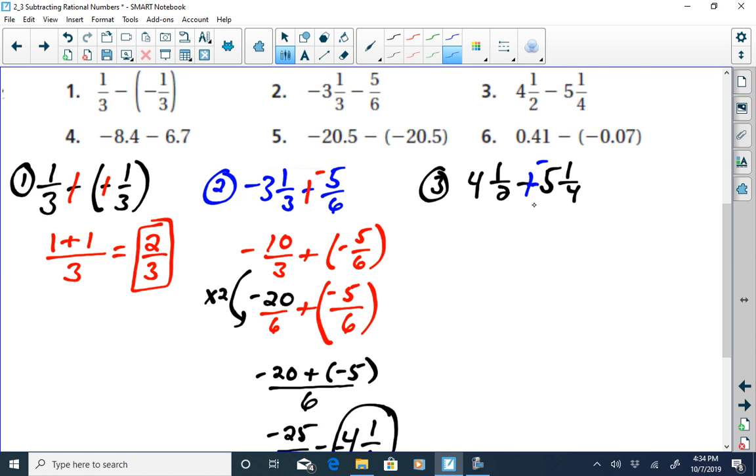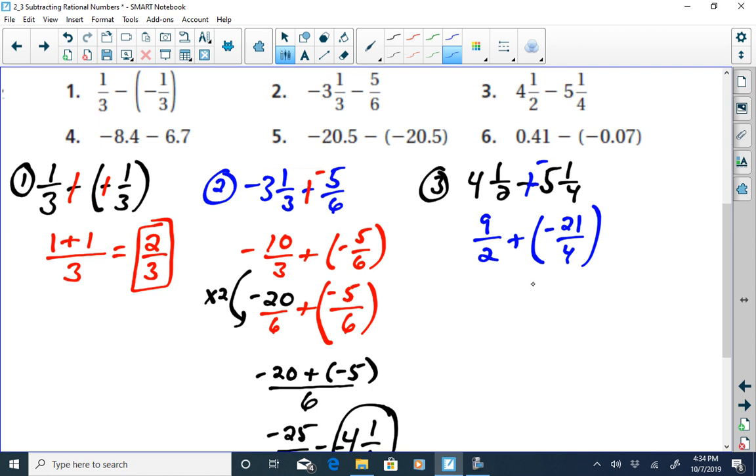Next step is to write everything as a fraction. 2 times 4 is 8, plus 1 is 9. It's going to be 9 over 2, plus 5 times 4 is 20, plus 1 is 21. So it's negative 21 over 4. And the reason why that fraction is negative is because that mixed number was negative.